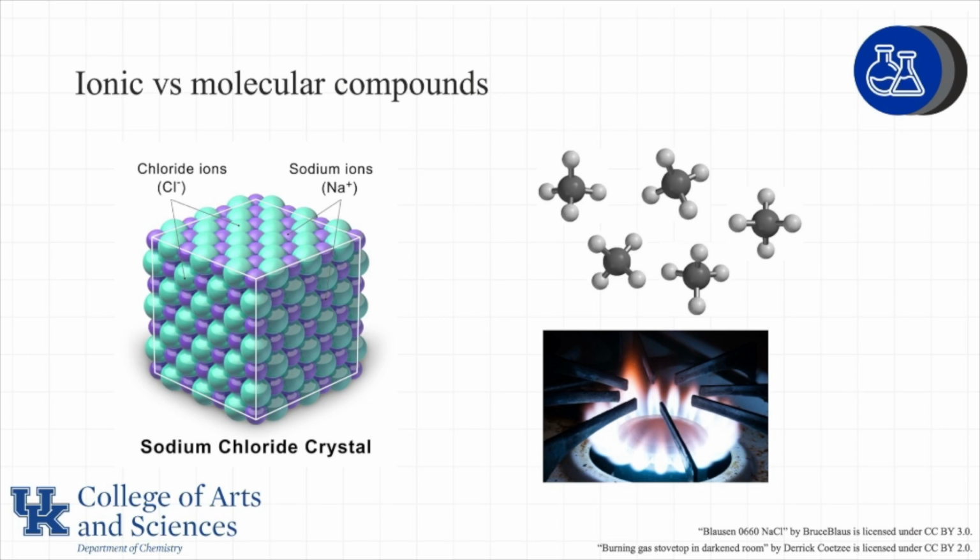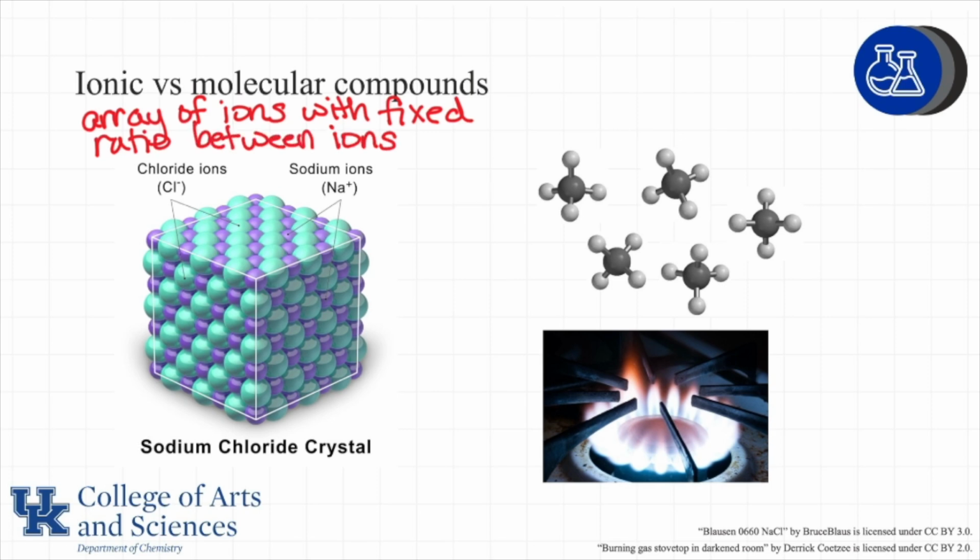When we look at ionic and molecular compounds, we not only see different elements bonding to form those compounds, we also see differences in the structure of those resulting compounds. When we look at an ionic compound, what we actually see is an array of ions with a fixed ratio. For example, NaCl, or sodium chloride, has a ratio of 1 sodium to 1 chlorine. And we won't just see a molecule that has one single sodium and one single chlorine. We will see an array that has many sodium ions and many chloride ions, but they will be in that 1-to-1 ratio.